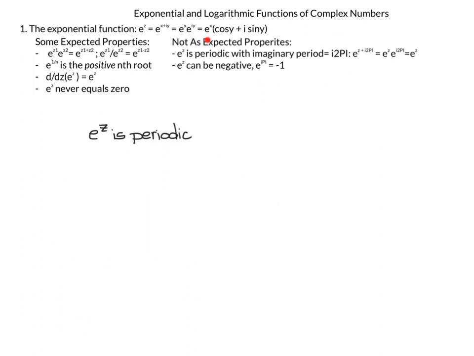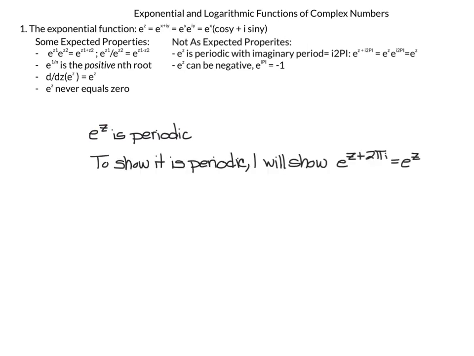For these properties here, properties that are not as expected, I will show that e to the z is periodic. To show it is periodic, I am going to show that e to the z plus 2 pi i is equal to e to the z. And so here, this is the definition of periodic. At some later time, these two functions have the same value, for whatever value of z, you're separated by 2 pi i. And this is a pretty easy calculation. So e to the z plus 2 pi i is equal to e to the z times e to the 2 pi i. And now because we know e to the 2 pi i equals 1, that is equal to e to the z. So this is kind of summarized up here.